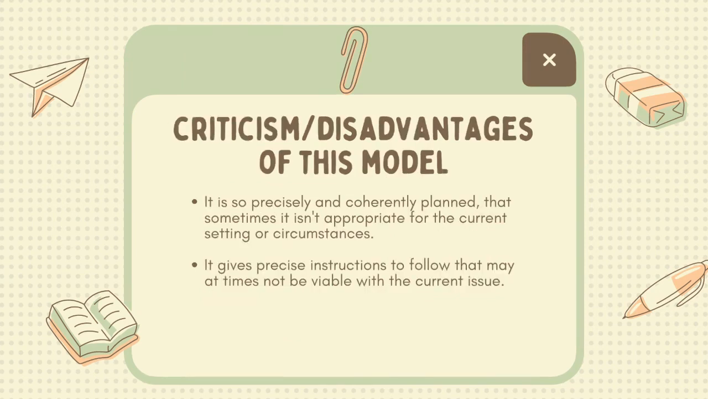Next is criticism disadvantages of this model. By positive criticism, I mean any constructive criticism that focuses on the strong points of a piece, and negative criticism is any constructive criticism that focuses on the weak points of a piece or the parts that need to be improved. And it is precisely and coherently planned that sometimes it isn't appropriate for the current setting or circumstances. And it gives precise instructions to follow that may at times not be viable with the current issue.